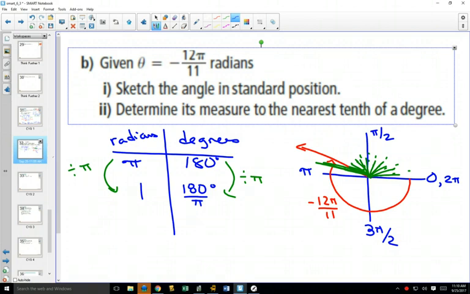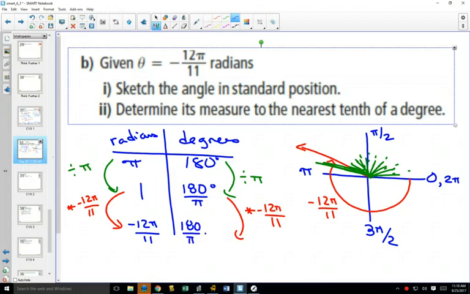So if you want to figure out what negative 12 pi over 11 would be, what do I have to multiply 1 by to get negative 12 pi over 11? I would do the same thing on this side. Now this is a little bit of math to do here. We're going to have 180 over pi multiplied by negative 12 pi over 11. One of the things I want you to notice is that these pi's will simplify.